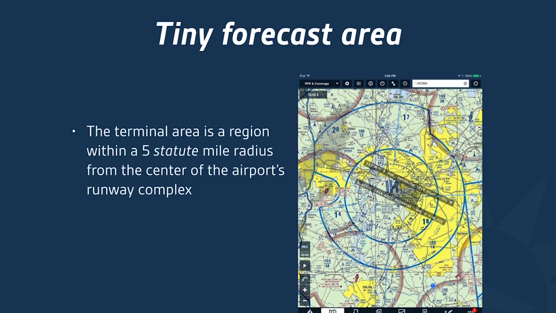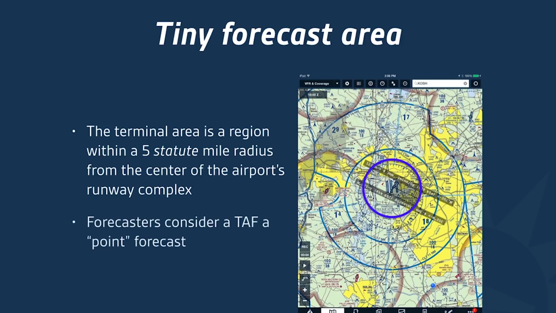Now, a terminal area is a region within a 5 statute mile radius from the center of the airport's runway complex. Quite small. And as a result, forecasters consider a TAF a point forecast. It's a very, very small area to forecast for, which makes it quite challenging from a meteorologist's standpoint.